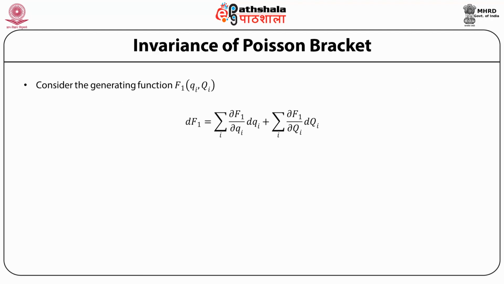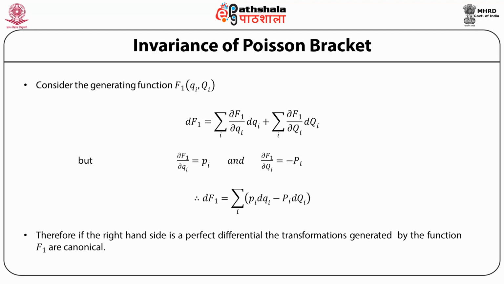Let us consider the generating function F1, which is a function of the old and the new coordinates. Then the differential of F1, by the chain rule, is the sum of the partial derivative of F1 with respect to the old coordinates qi into dqi, plus another sum of the partial derivative of F1 with respect to the new coordinates into dQi. Now, using the fact that dF1 by dqi is pi and dF1 by dQi is minus capital Pi, we obtain that the total differential of this generating function F1 is equal to the sum over i of the old momenta into dqi minus the new momenta into the new dQi.